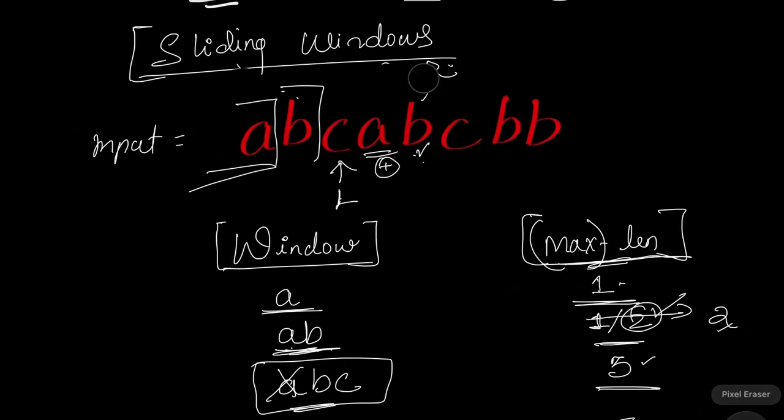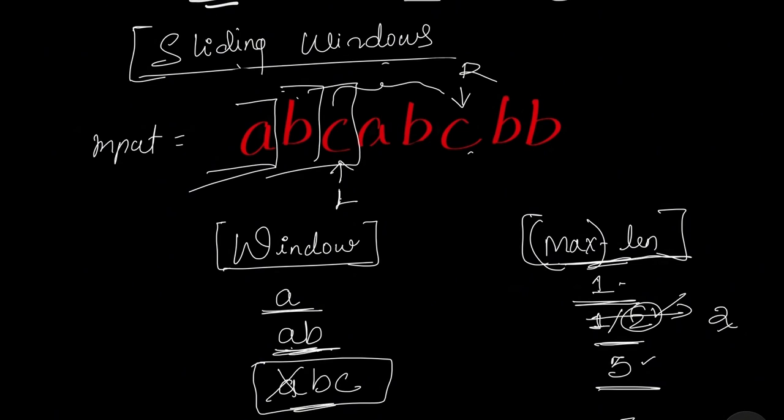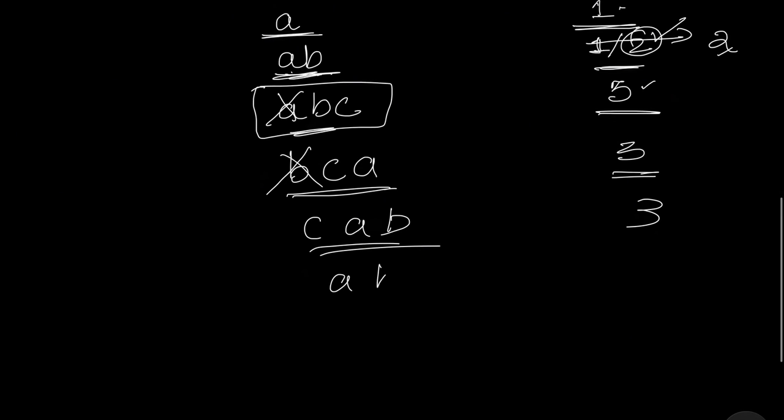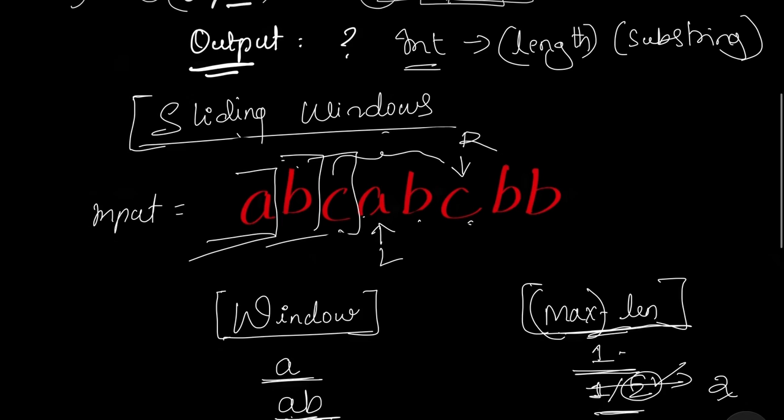Okay, now again move the right pointer towards right. C, you can notice C already exists in the window. See, this is a window. C already exists. So again, to remove this C, we'll move the left pointer here. So now we have A, B, C. This is one window. Again 3. Okay, keep going.